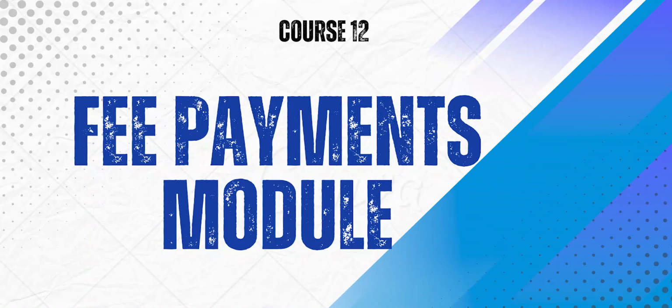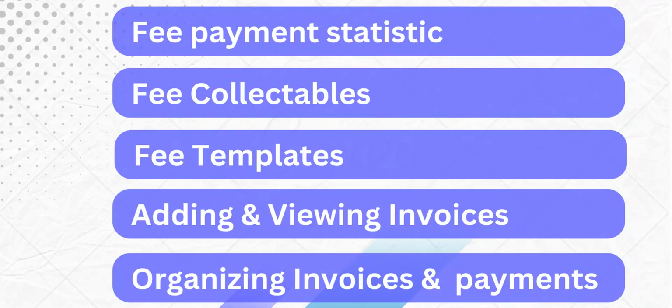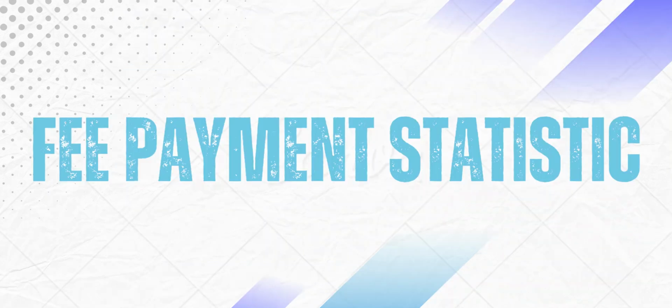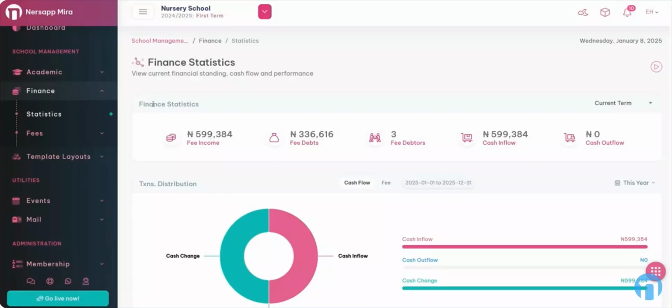This is the financial state of a school per term for each school level. As you can see, we're dealing with nursery school of this session of this term. As you can see here below, we have the financial statistics. Financial statistics is being shown in this case here for the current term.